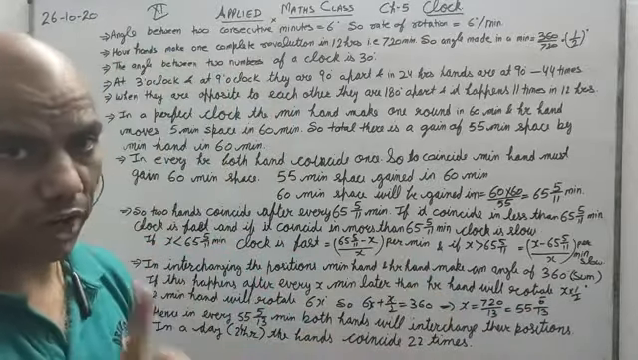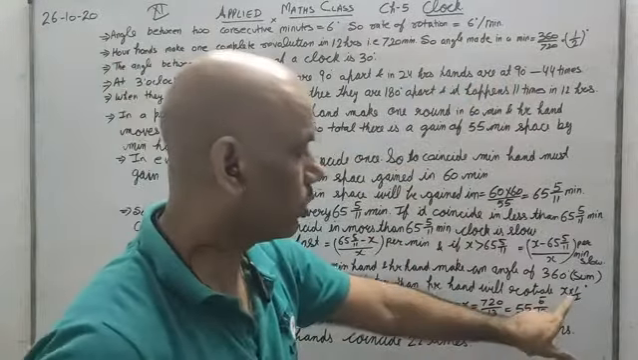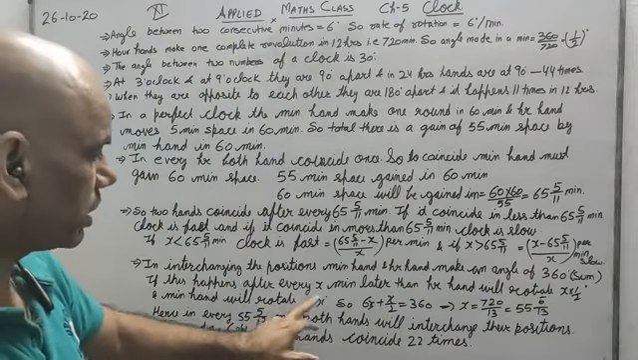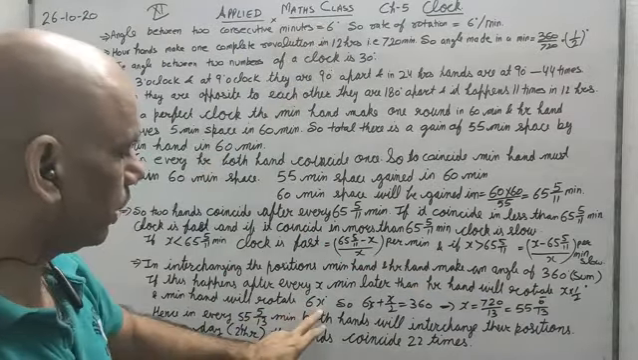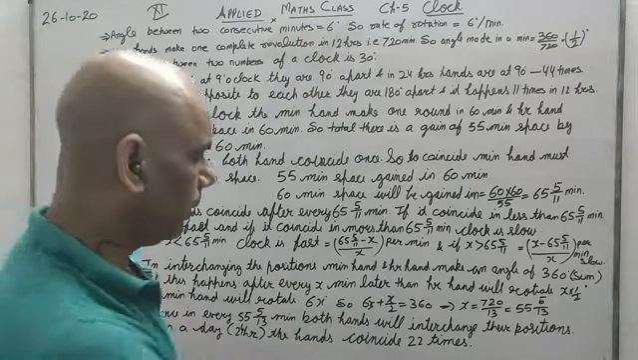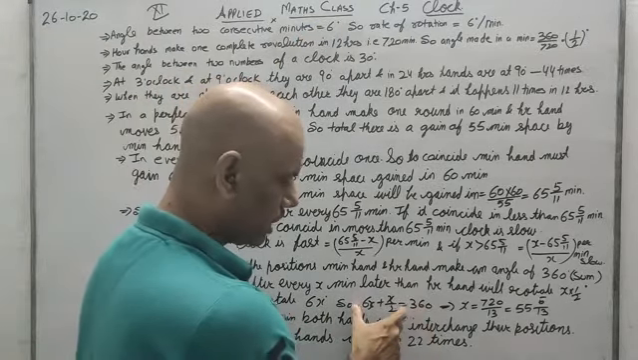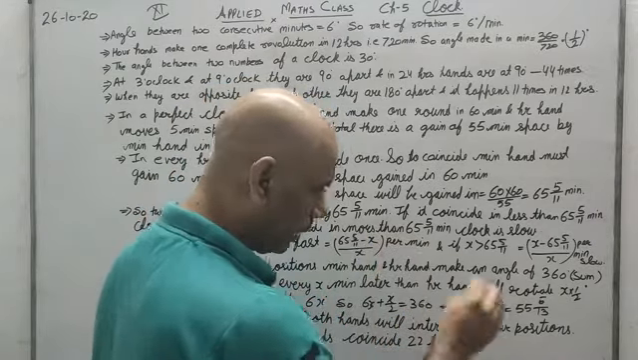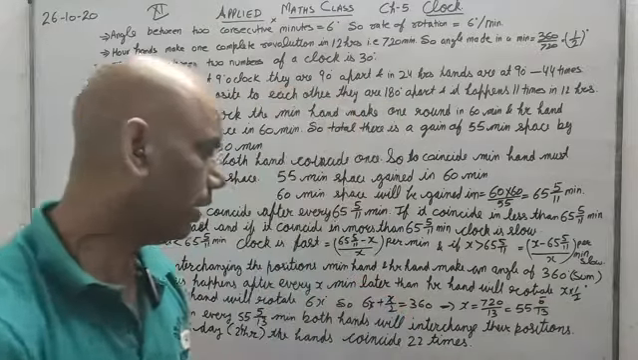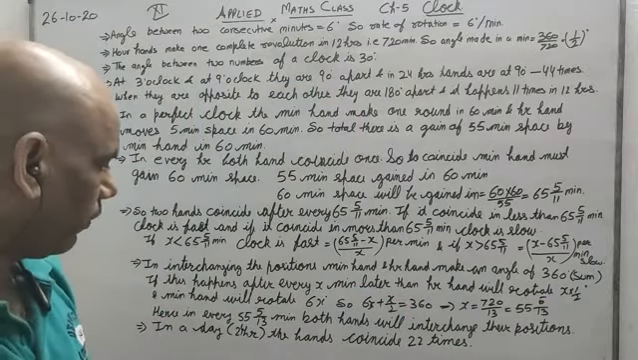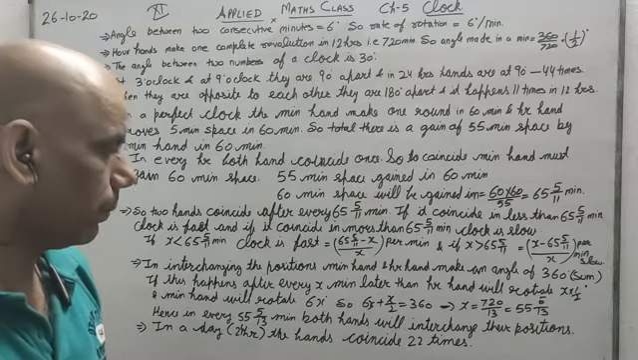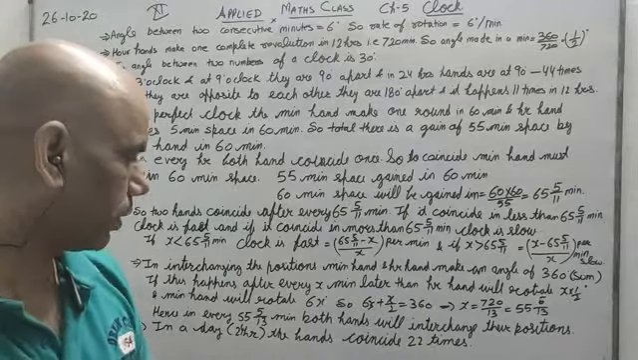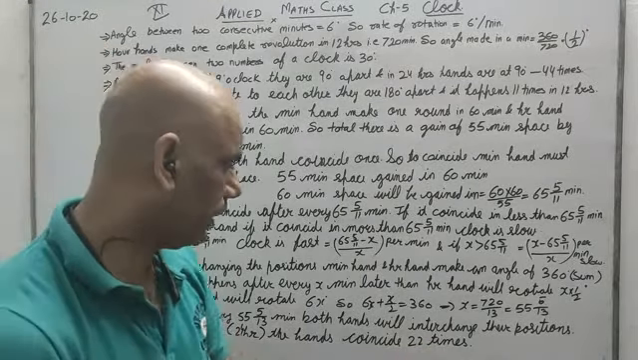The hour hand rotates at a rate of half a degree per minute, so x into half degree. And the minute hand rotates at a rate of 6 degrees per minute, so it will rotate 6x degrees. So in total it will be 6x plus x by 2 equals 360. The sum of both the angles is 360, and x equals 720 by 13. It means 55 5/13. Hence, in every 55 5/13 minutes, both hands will interchange their position.